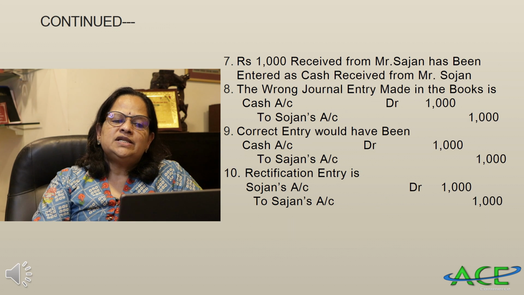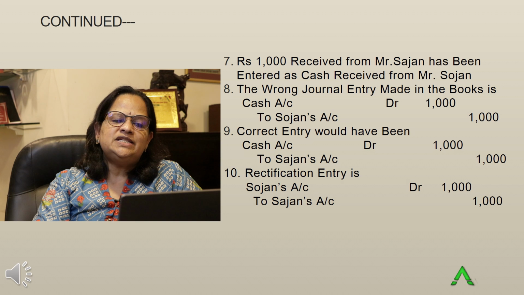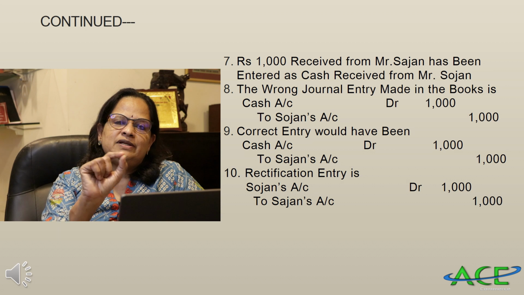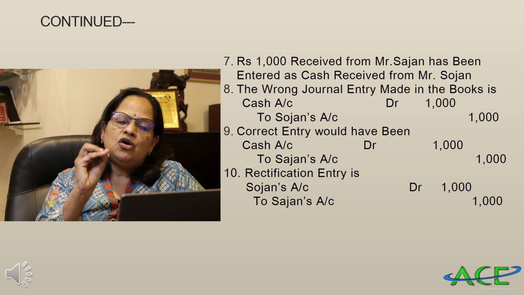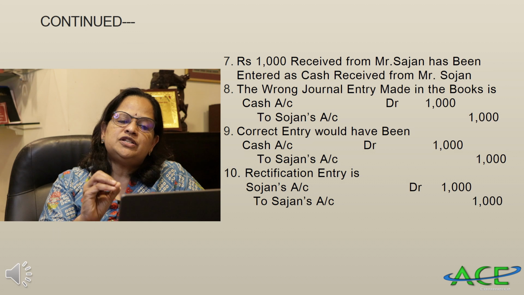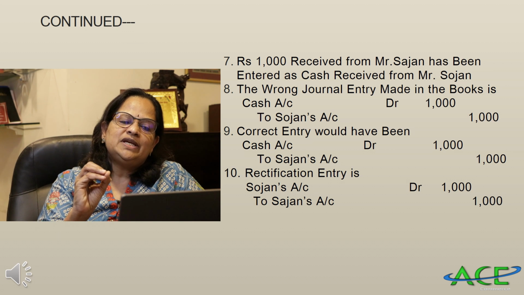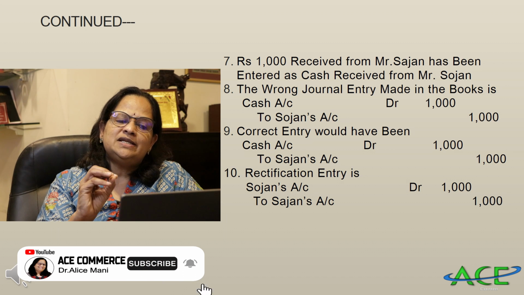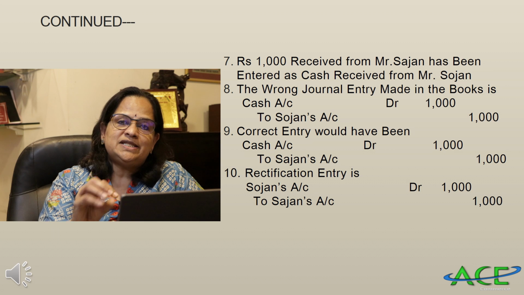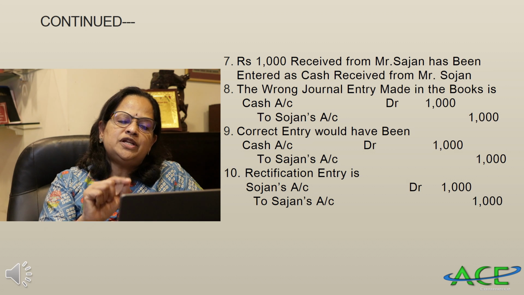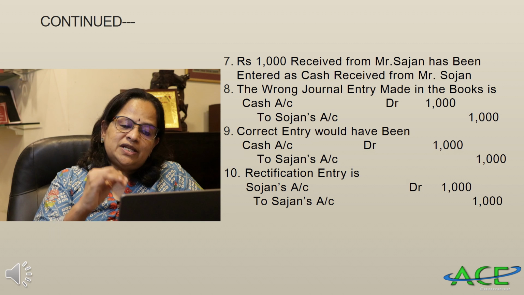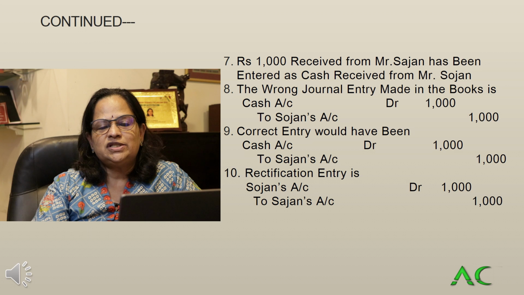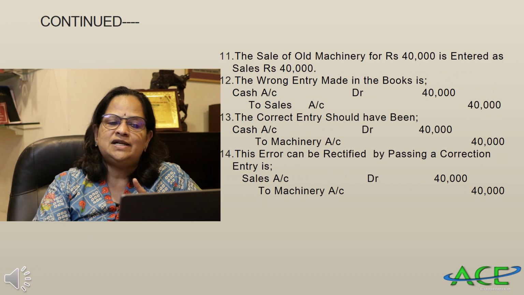Now next is rupees 1,000 received from Mr. Sarjan has been entered as cash received from Mr. Sojan. Sarjan and Sojan, almost similar names. So the wrong journal entry made in the books is cash account debit to Sojan's account 1,000 rupees. It should have been cash account debit to Sarjan's account 1,000. So the correct journal entry is cash account debit 1,000 to Sarjan's account. But what we entered is cash account debit to Sojan's account 1,000. So the rectification entry is Sojan's account debit 1,000 to Sarjan's account 1,000. So here also remember we are passing journal entries.